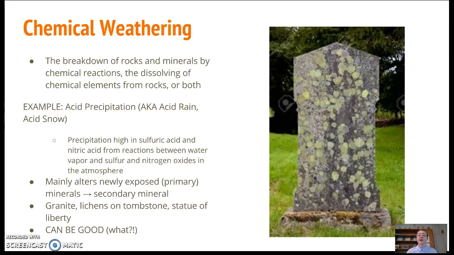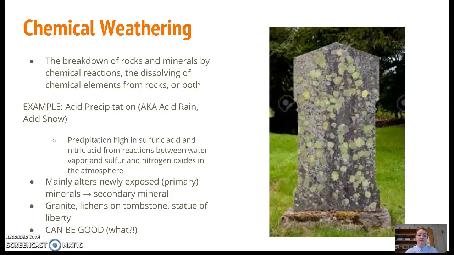Chemical weathering is the breakdown of rocks and minerals by chemical reactions, the dissolving of chemical elements within the rocks, or both. So the perfect example of chemical weathering is something that you all are familiar with, acid rain. But really, it's not just acid rain, there's acid snow as well, which sounds a little weird because we usually think that snow is really pretty and light and fluffy. But when we talk about both acid rain and acid snow, we're going to talk about acid precipitation.